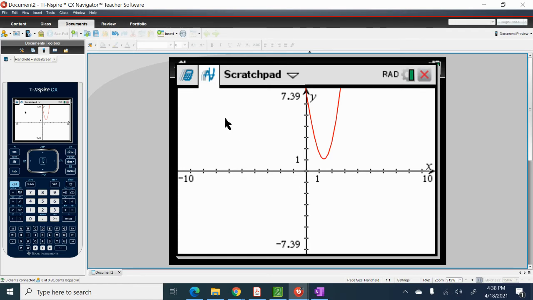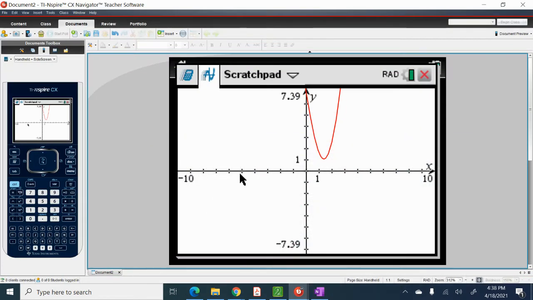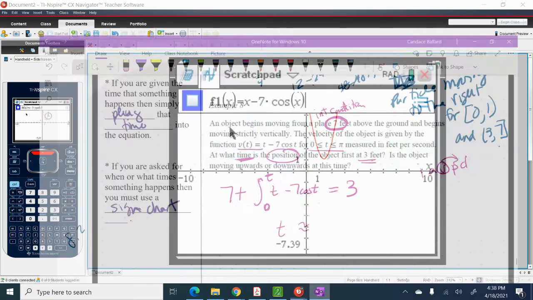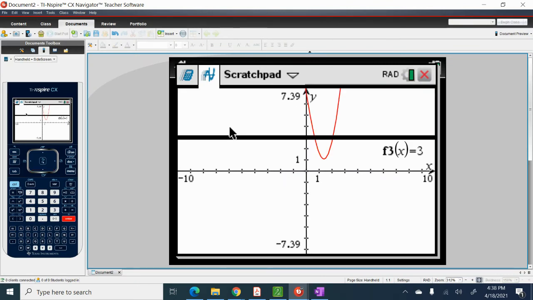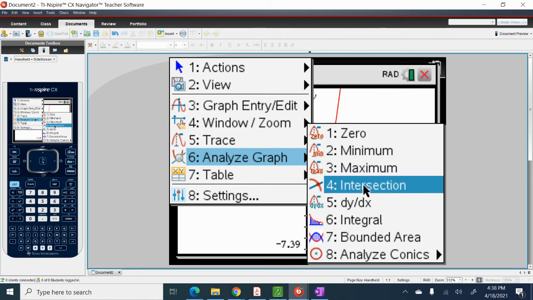In order to figure out when it equals 3: at what time is the position of the object first at 3 feet? Okay, that makes sense, because it looks like it's going to probably hit 3 feet twice in this picture. I'm just going to tab and make sure that I got x minus 7 cosine t. Yep, okay. Now I'm going to go to F3 and type in a 3. So there's my 3. I want to find this first intersection here. So menu, analyze graph, intersection.